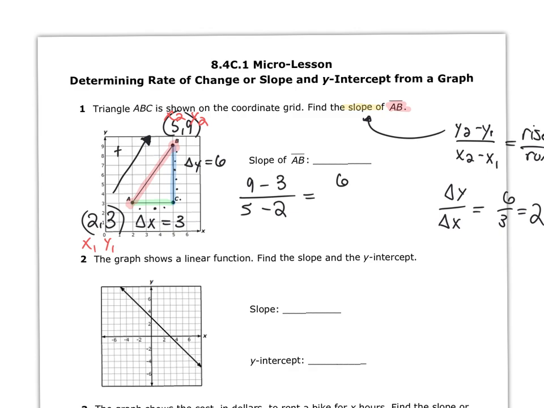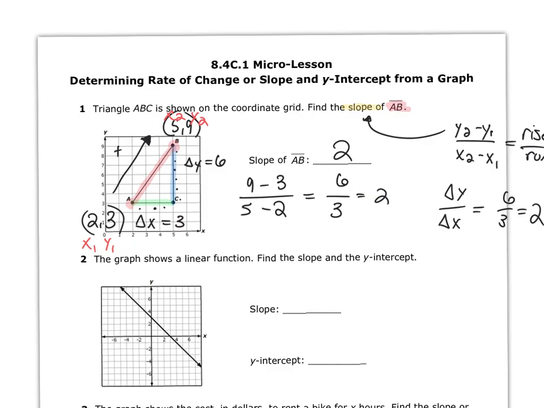9 minus 3 is 6, and 5 minus 2 is 3. Well, look at that. That's what we found when we looked at the horizontal and vertical legs of our right triangle, wasn't it? So 6 over 3, that's equal to 2. So it's the same result we had earlier. The slope of AB is 2.